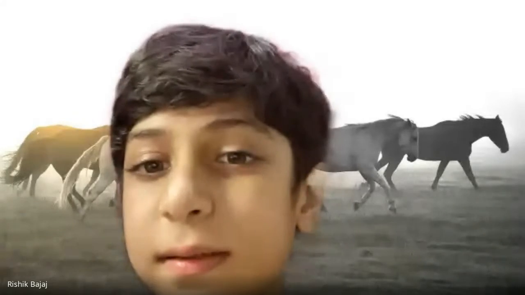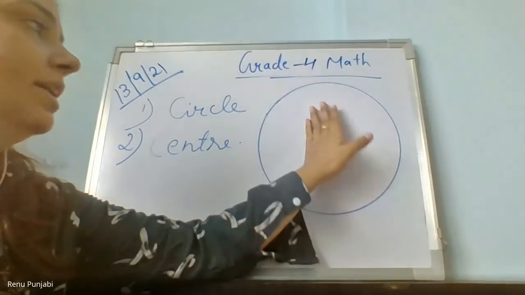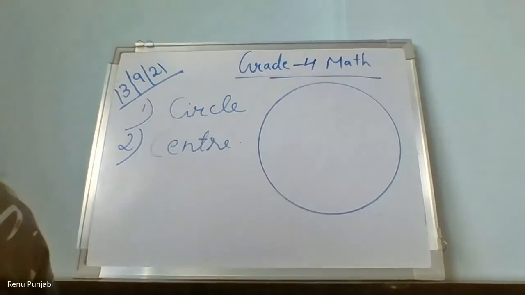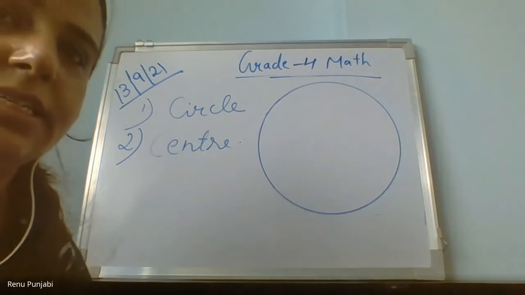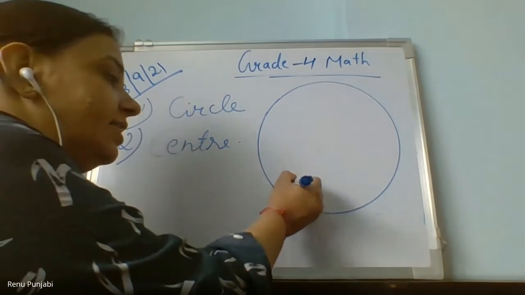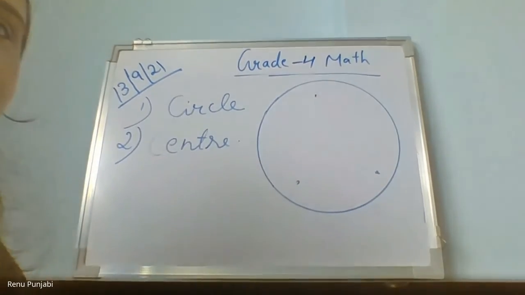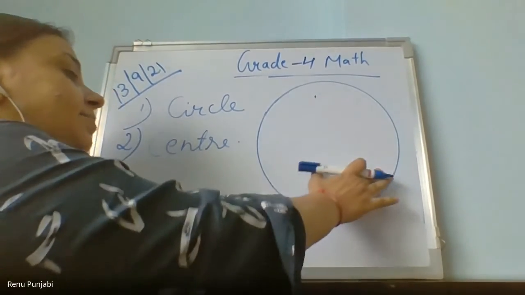Ma'am, if we take anywhere on the circle, the radius is the same. No, but I am asking what exactly the center is. You are almost clear on it. We cannot mark the center anywhere. No, we cannot mark the center here. So what does the center mean?